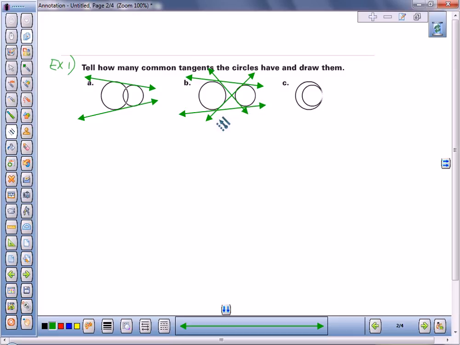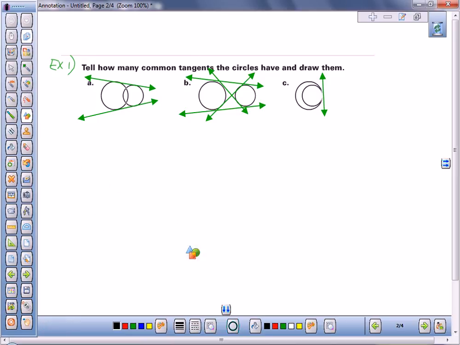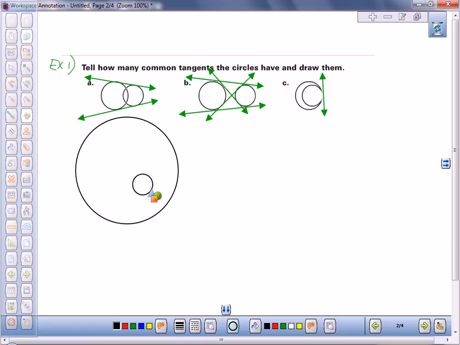So this would have 4 lines of tangency. Now, our last one is just going to have the 1 line of tangency, and that's going to occur right here. There's only 1 point. Now, sometimes we will not have a line of tangency. We can think of situations where we might have concentric circles, or a circle inside a circle, such as this one. There's no way to connect the two with 1 point, so sometimes you don't even have a common tangent.